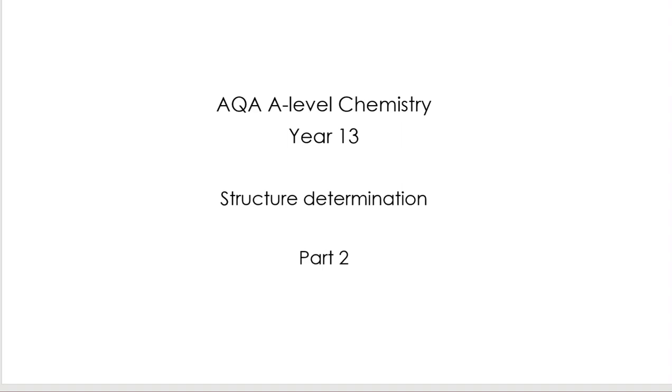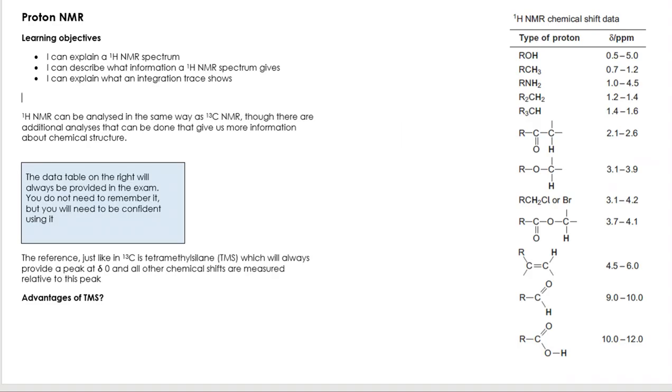So I'm going to recommend, as always, that you pause, have a go at the activities for yourselves and then see how you've done. That way you get to know where you need to develop your understanding and where things are going well. So in this video, we're going to introduce hydrogen NMR spectra, and we are going to describe what that can tell us. And it's actually a huge amount more information than we get from carbon 13. And we're going to explain what an integration trace shows, which is part of that.